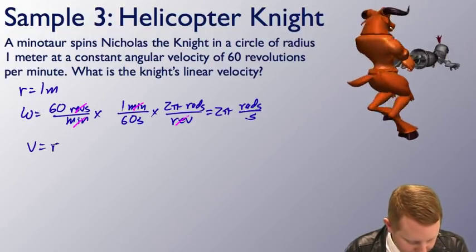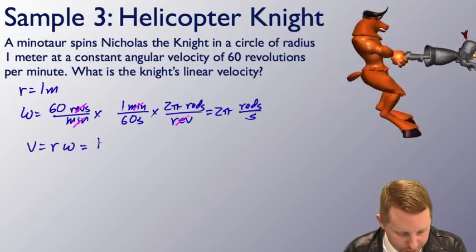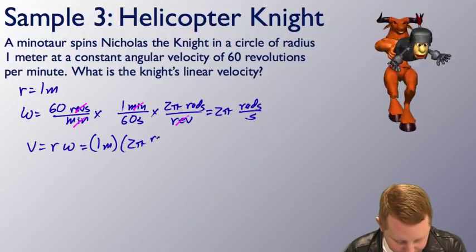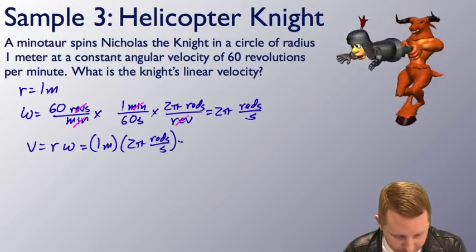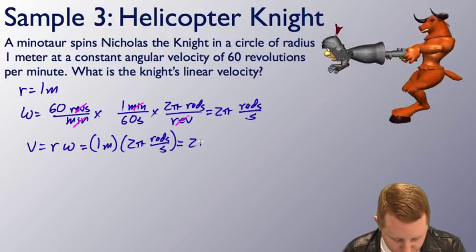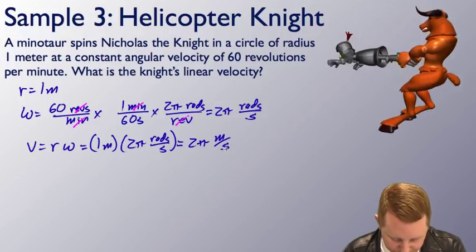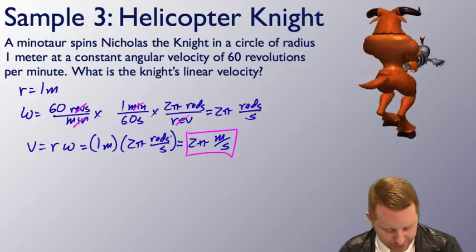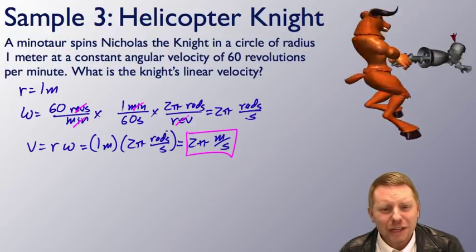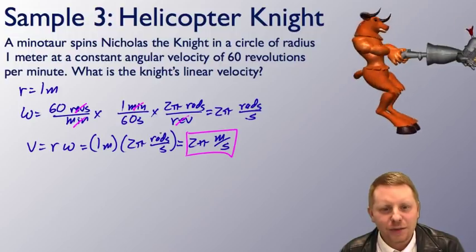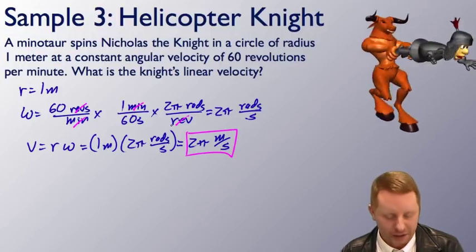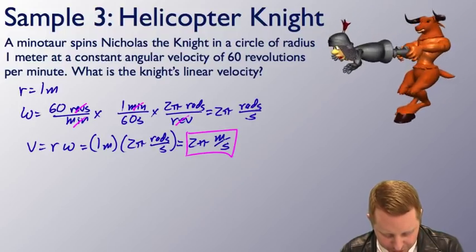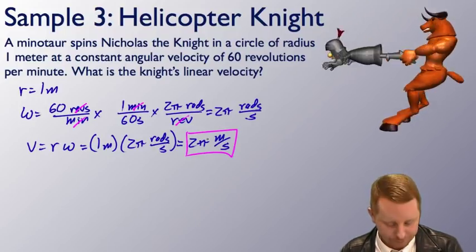Now I can find the translational linear velocity. V equals r omega, where r is 1 meter, and omega is 2 pi radians per second. So I end up with 2 pi meters per second. Important to note here, even though I keep writing radians, officially radians is not a unit. It's unitless. That just helps me keep track of what I'm talking about. So when I multiply through here, meters times what's really not a unit divided by seconds is just meters per second.